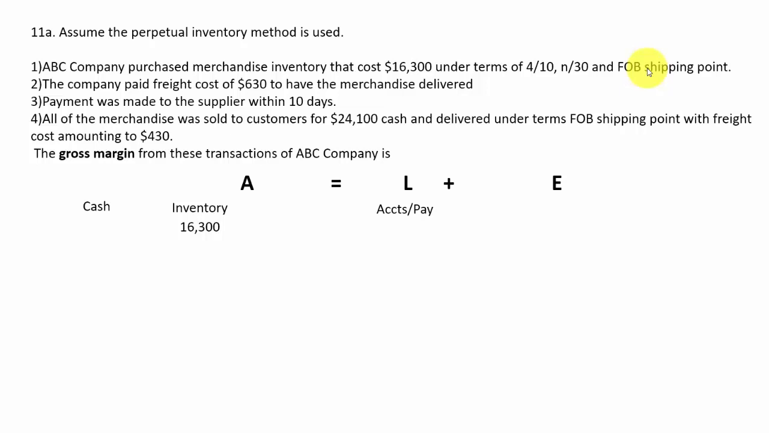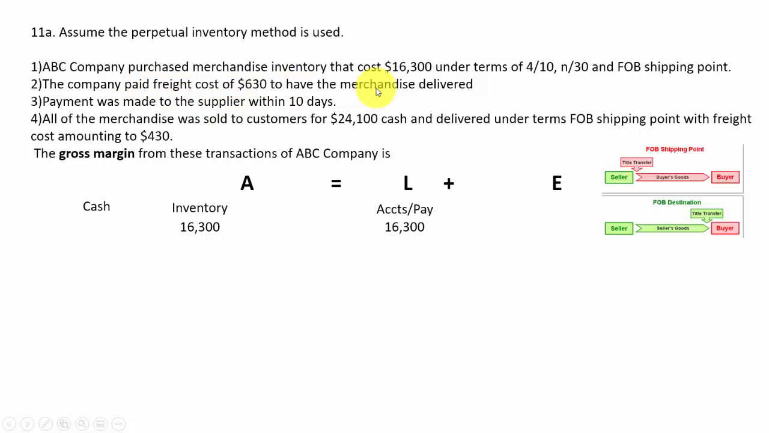So let's go on a little further. So if we bought these goods FOB shipping point, and we paid $16,300 for them, then inventory goes up $16,300, accounts payable goes up $16,300. The company paid freight of $630 to have the goods delivered, and so like I said, here's another explanation of how this FOB shipping works. Like I said, if it's FOB shipping point, you're selling these goods to someone, and that means the title transfers right here as soon as they leave the dock. Okay, that means they're the buyer's goods.